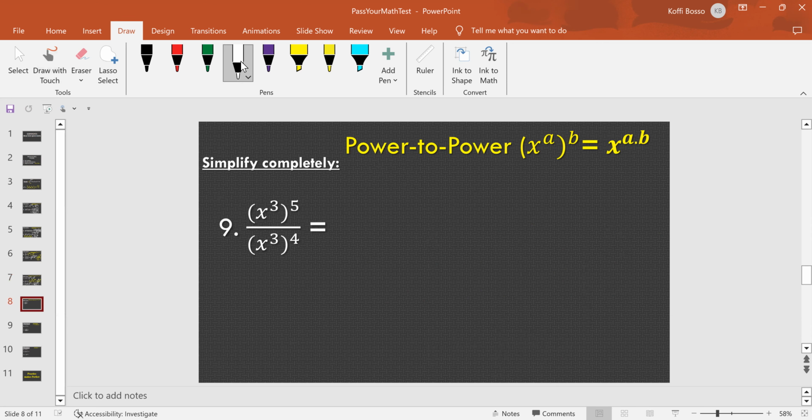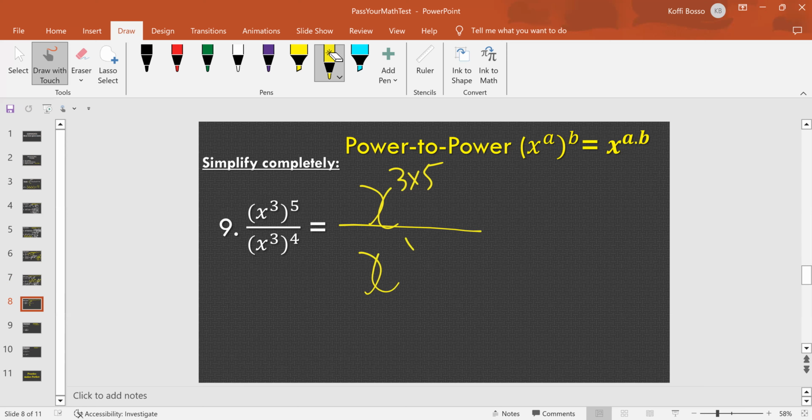Okay, so let's see the next question. Question number 9. So again, we're going to use power to power rule. But you will see that, with power to power rule, for the numerator, power to power rule for the denominator, and we'll use a quotient rule. So let's go step by step. First of all, the top, we're going to have x raised to 3 multiplied by 5. The bottom will have x raised to 3 multiplied by 4.